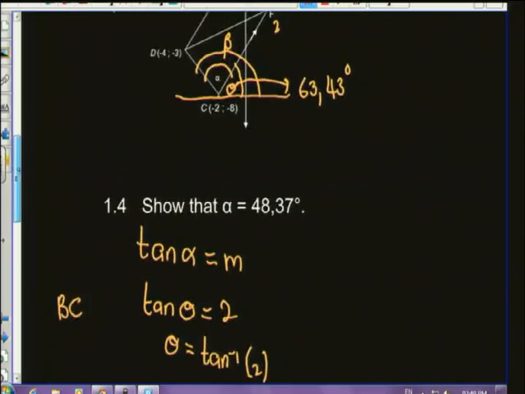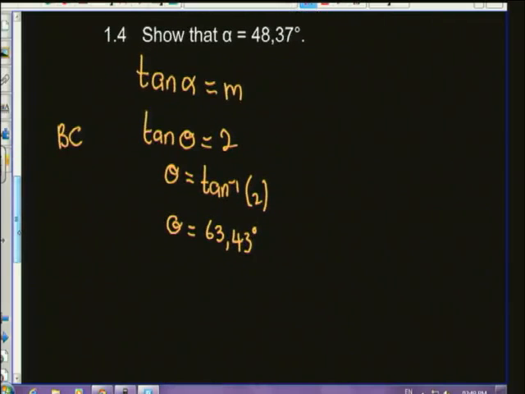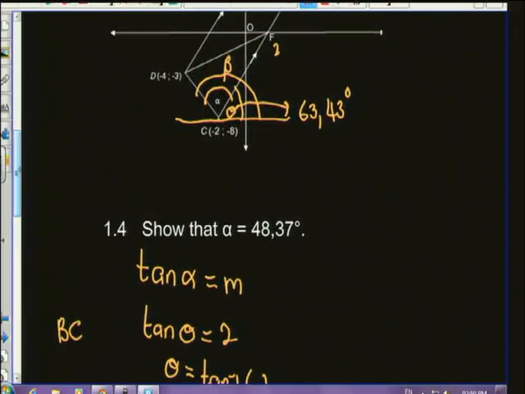Right, so we now need to worry ourselves. We can't use BC anymore because that helped us with theta. So a line that will help us work out angle beta is the line CD, right? So if I can know the gradient of this line, I can work out angle beta. So we need to work out the gradient of CD first, which is the change in the y values over the change in the x values.